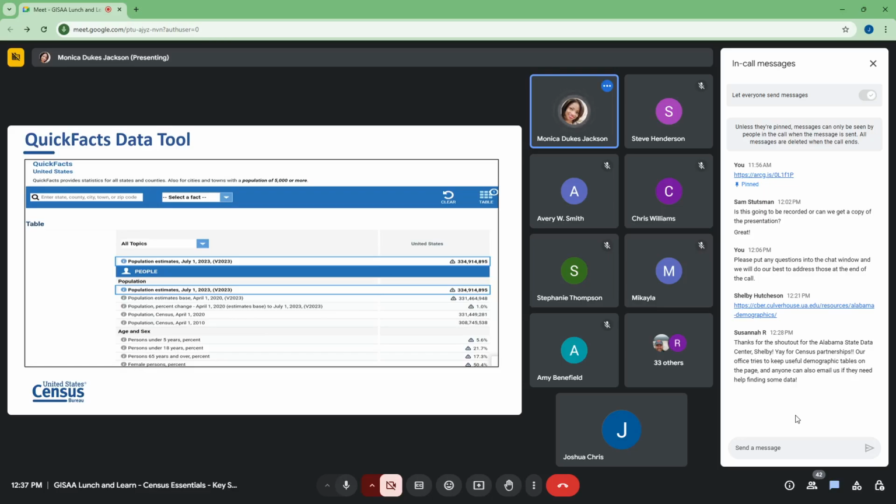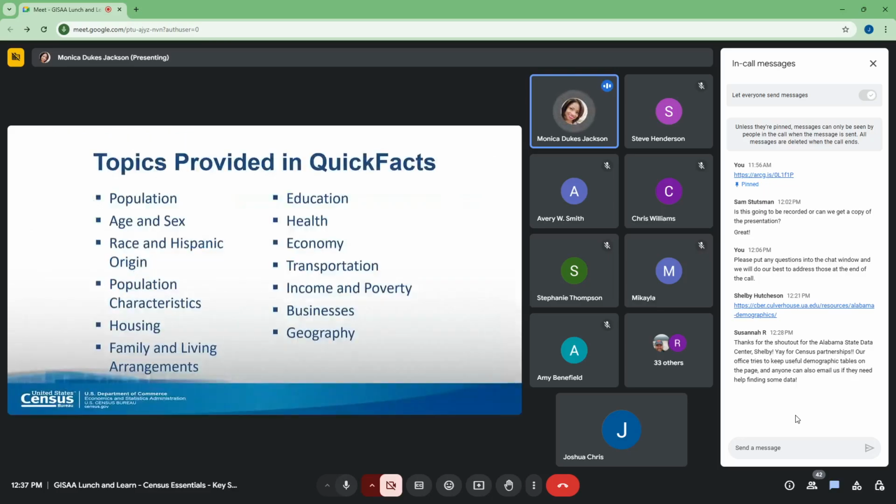So taking a look at this tool, this allows you to take a look at these numbers very quickly. It's pre-selected topics here and totals and topics, so you're not drilling down into tables yourself. And it's a very user-friendly tool, so if you're new to Census, it's easy to use and get started very quickly. All of the topics that fall under this QuickFacts tool are here on the screen.